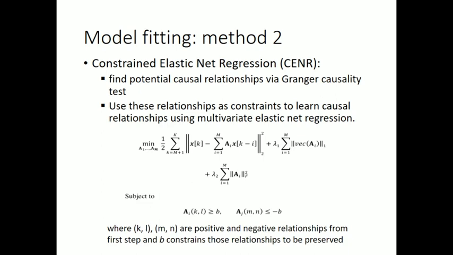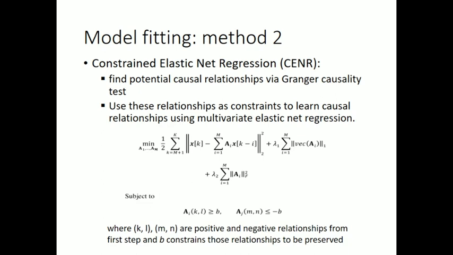Okay, so we're asking to minimize this, or find the A matrix that minimizes the difference between the data and the prediction of the data from the previous time points. Now, in both of these models, there is a notion that you have some maximum lag that you're allowed to look back in order to project the next point, okay? And that's this M value, I didn't mention that on the last slide.